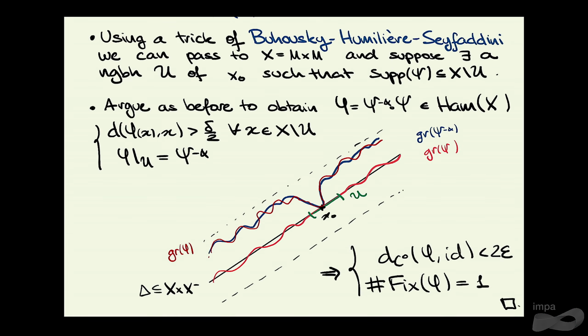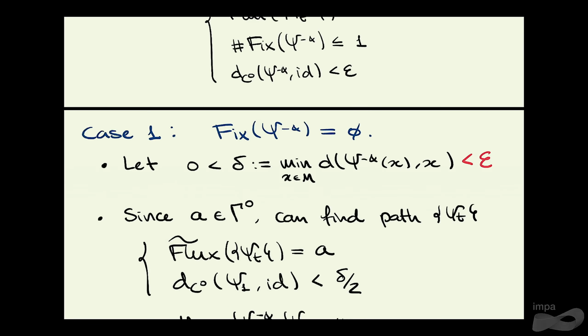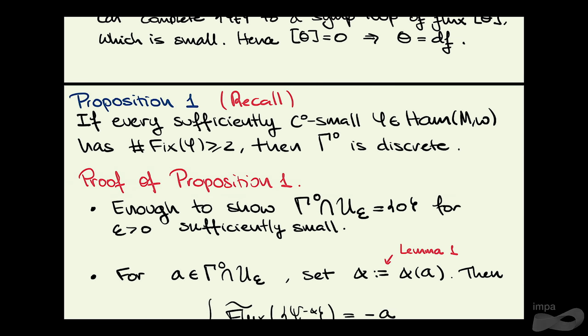So in the end, when you compose exactly as you did before, you get a Hamiltonian diffeomorphism with only one fixed point, which again is C0 close to the identity for the same reasons as before. So what did we do? Well, we showed that if gamma 0 has an accumulation point, then you can produce a C0 small Hamiltonian diffeomorphism with at most one fixed point, which precisely proves this proposition.